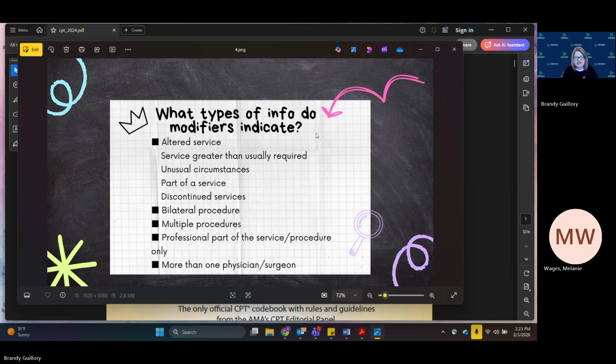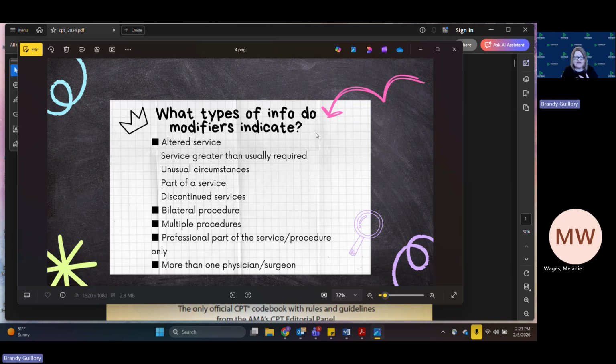Okay. Professional part of the service procedure only. And this is for somebody like an anesthesiologist or a radiologist, or in some pathology laboratory work, where they have to read an x-ray or they have to interpret some test results, some lab results. That's called the professional part because they went to school to learn how to read that x-ray, right? They got a degree in learning how to read those lab results. So that's their professional service and they get paid for that. So we have to include the modifier to indicate that.